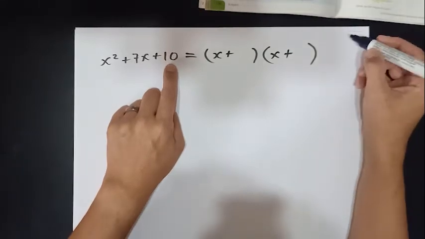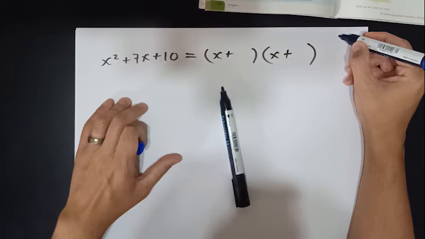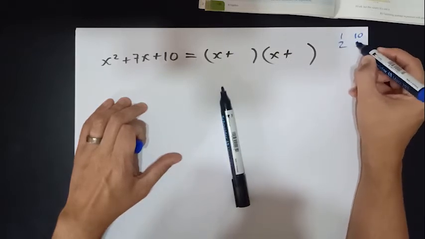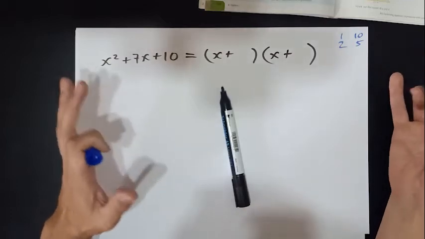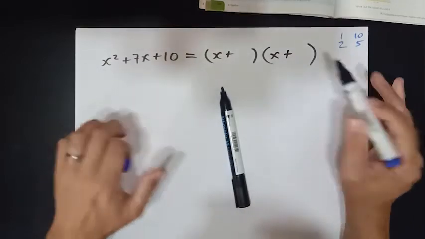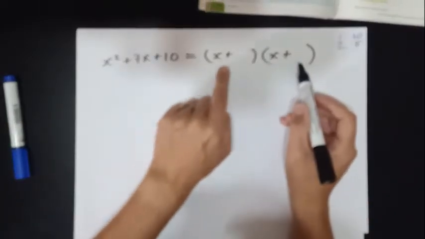Here it's 10. So what are the factors of 10? What multiplies together? Well, this is primary stuff. 1 and 10, 2 and 5, and nothing else. And then the other way round, 5 and 2, 10 and 1. So I need two numbers that multiply together to make this.